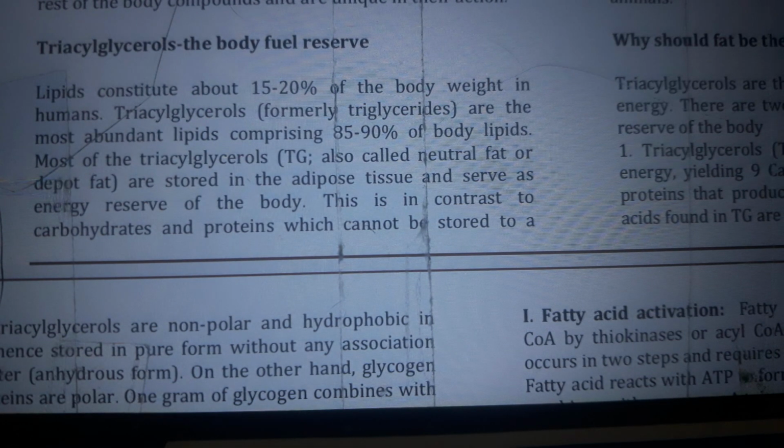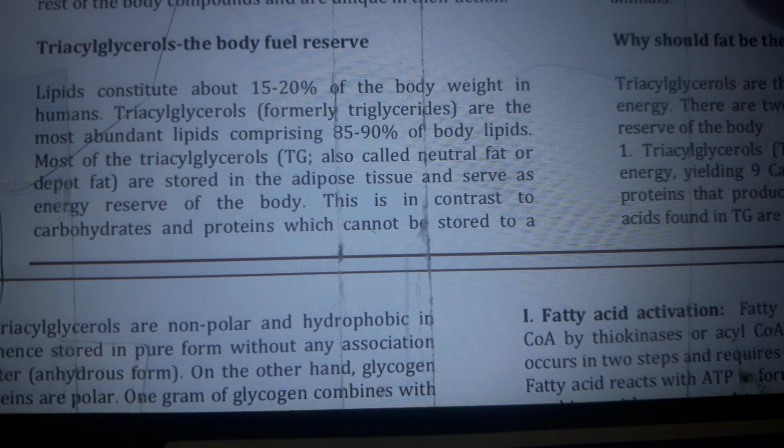Triacylglycerol is the body fuel reserve. In humans, lipid constitutes about 15-20% of body weight. Triacylglycerols, formerly triacylglycerides, are the most abundant lipids, comprising 85-90% of body lipids. Most of the triacylglycerols, TG, also called neutral fat or depot fat, are stored in the adipose tissue and serve as energy reserves of the body.